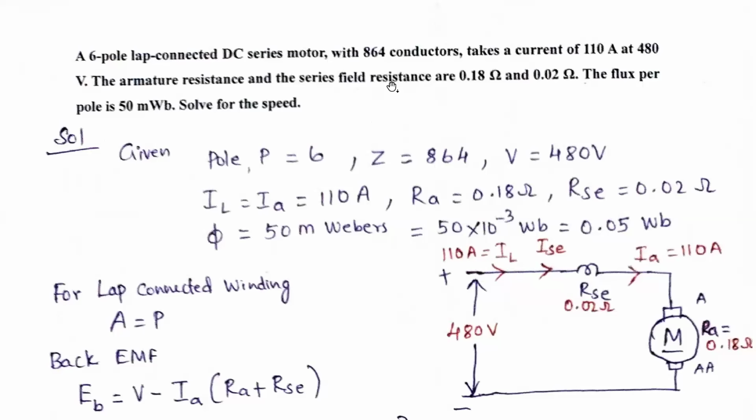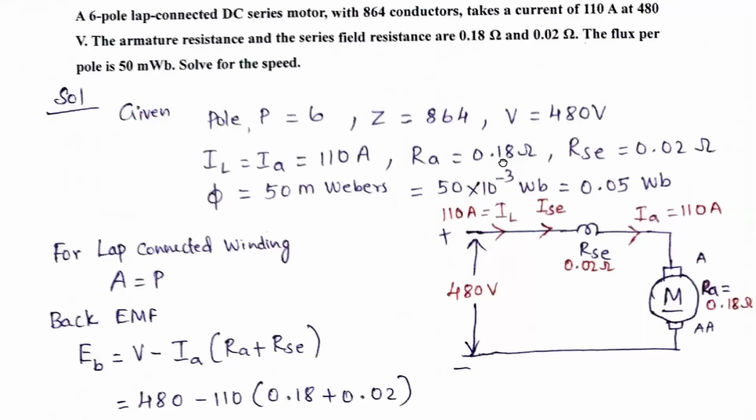Okay, then armature resistance is given. Armature resistance is given as 0.18 ohms, and the series resistance is given, that is 0.02 ohms. Next, the flux per pole is given, that is 50 milliwebers. So we need to find out the speed.